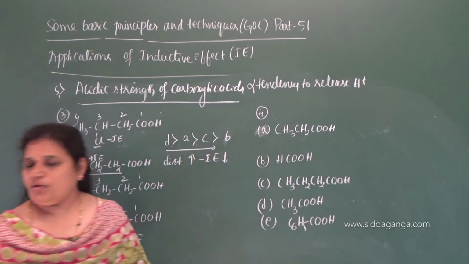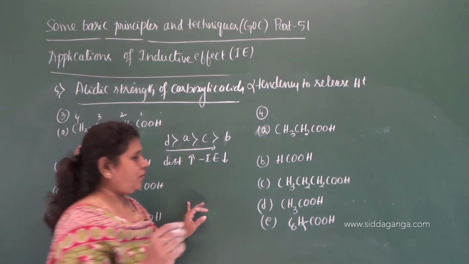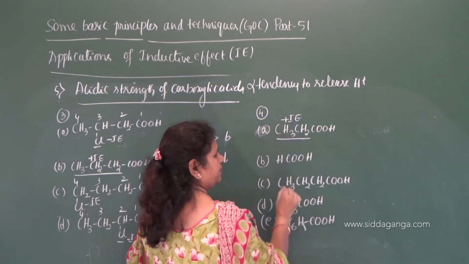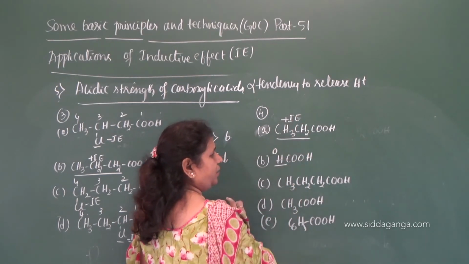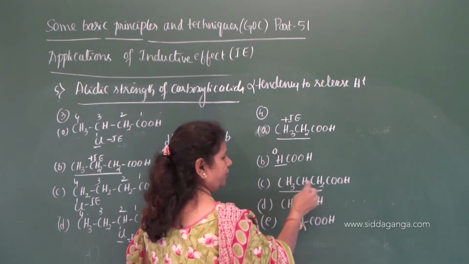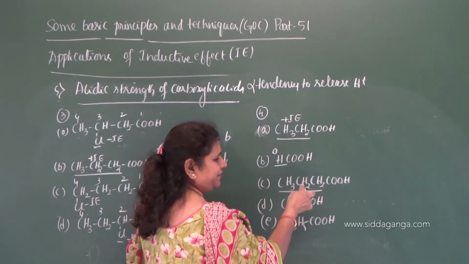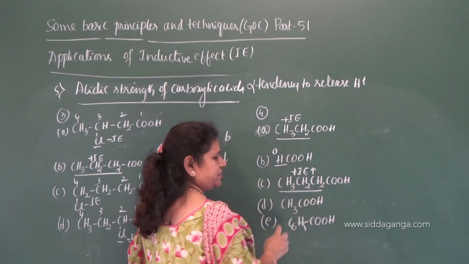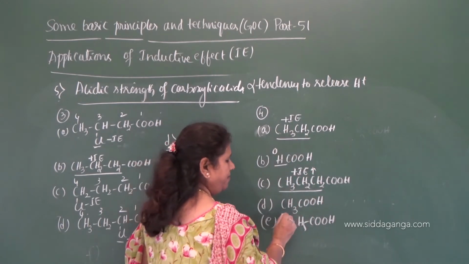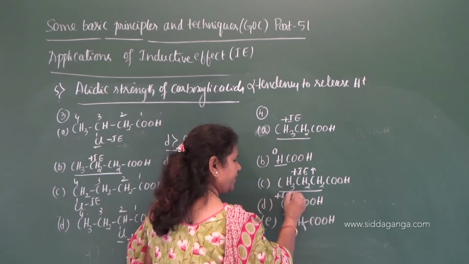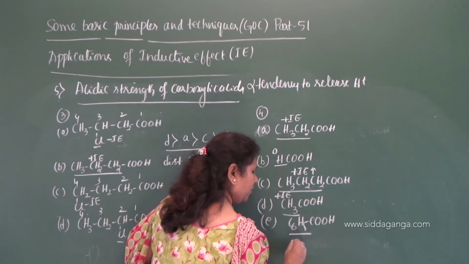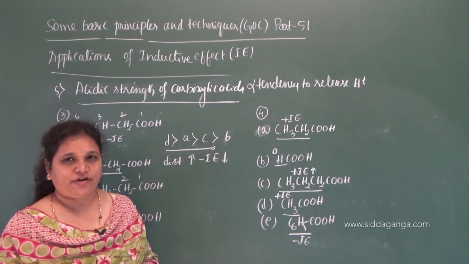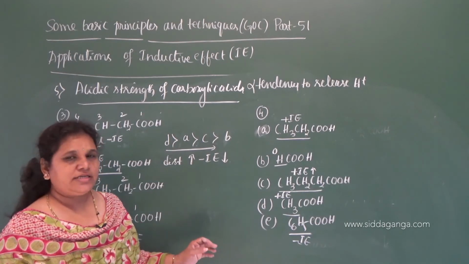Now try to recall: the ethyl group exerts a positive inductive effect, and hydrogen exerts zero inductive effect. In the propyl group the number of carbons is more, so the size of the alkyl group is more, and it exerts a very high positive inductive effect compared to ethyl. The methyl group also exerts a positive inductive effect, whereas the phenyl group is electron withdrawing and exerts a negative inductive effect. So if this is the case, what is the order?